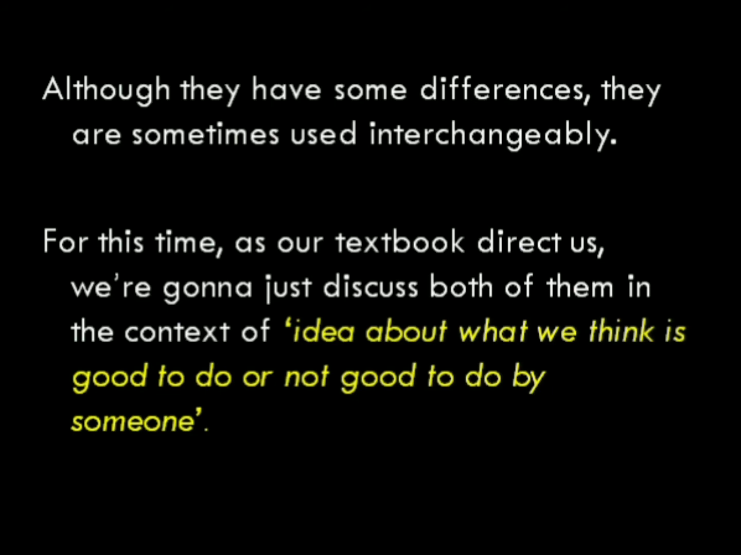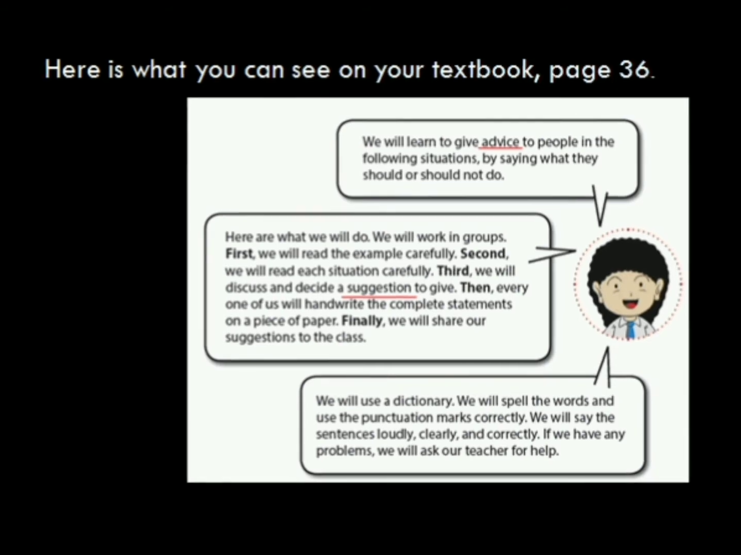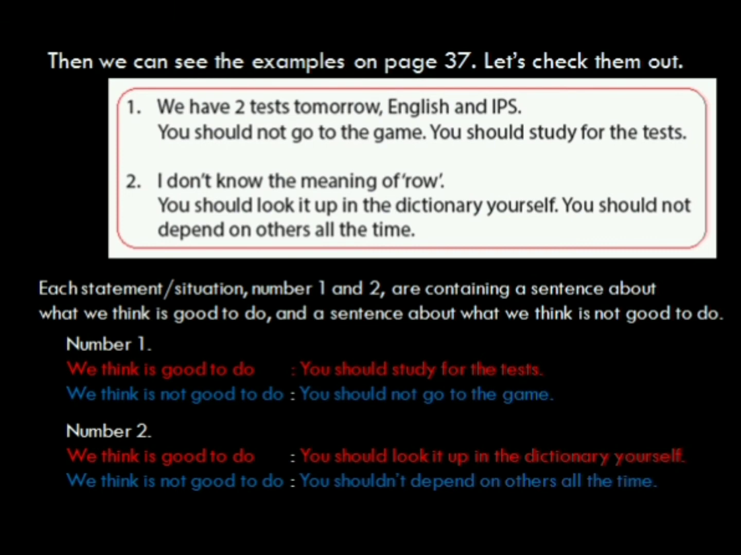For this time, as our textbook directs us, we're gonna just discuss both of them in the context of idea about what we think is good to do or not good to do by someone. Here is what you can see on your textbook, page 36. We will learn to give advice to people in the following situations by saying what they should or should not do. Then we can see the examples on page 37.